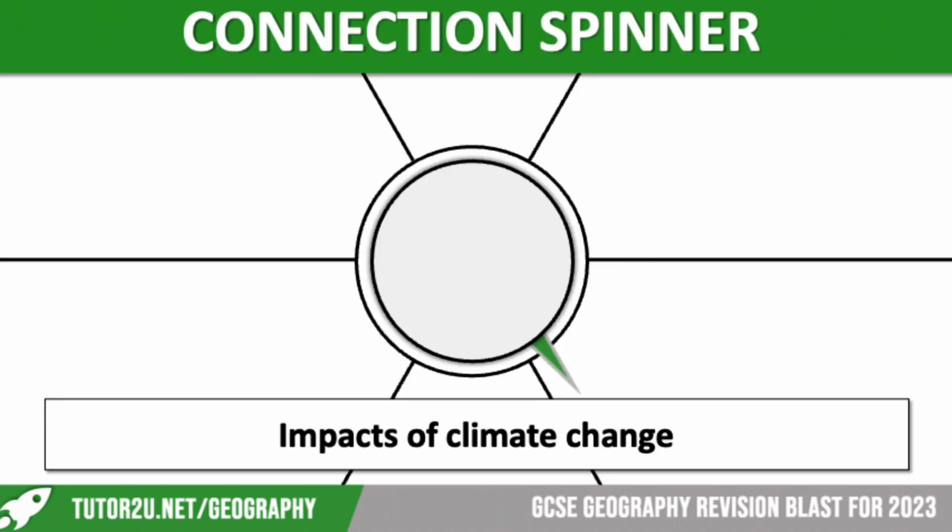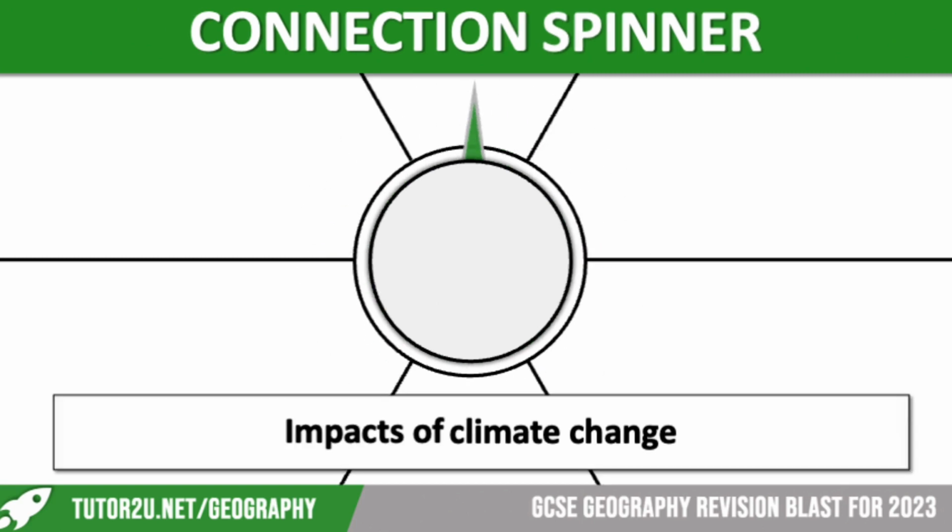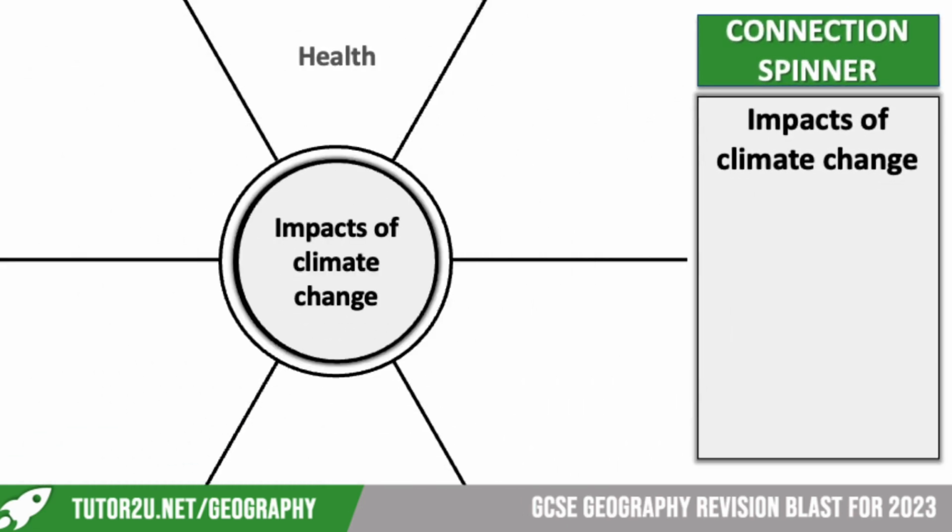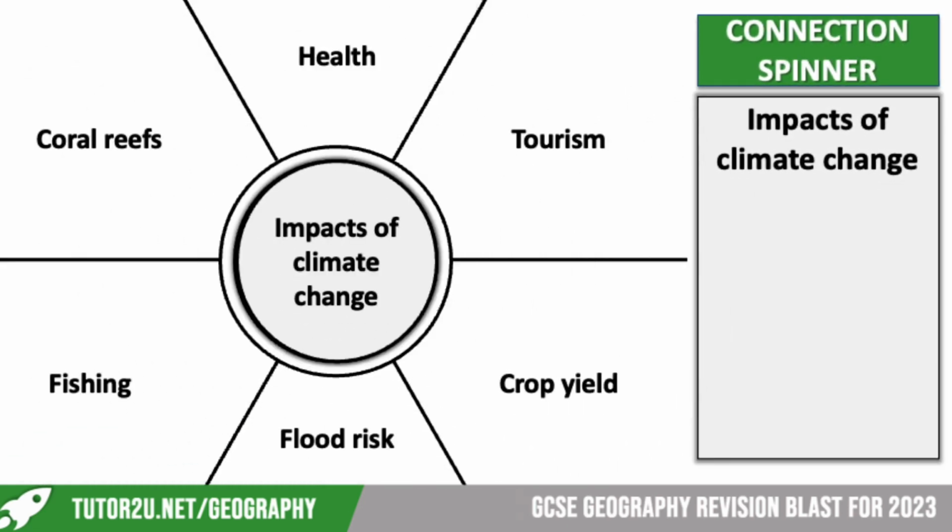So we have another round of connection spinner. This time we're looking at impacts of climate change. So we have six categories on the screen this time: health, tourism, crop yield, flood risks, fishing, and coral reefs. Let's set the spinner. So what we want you to do this time is have a think about how each one of these will be impacted by climate change.